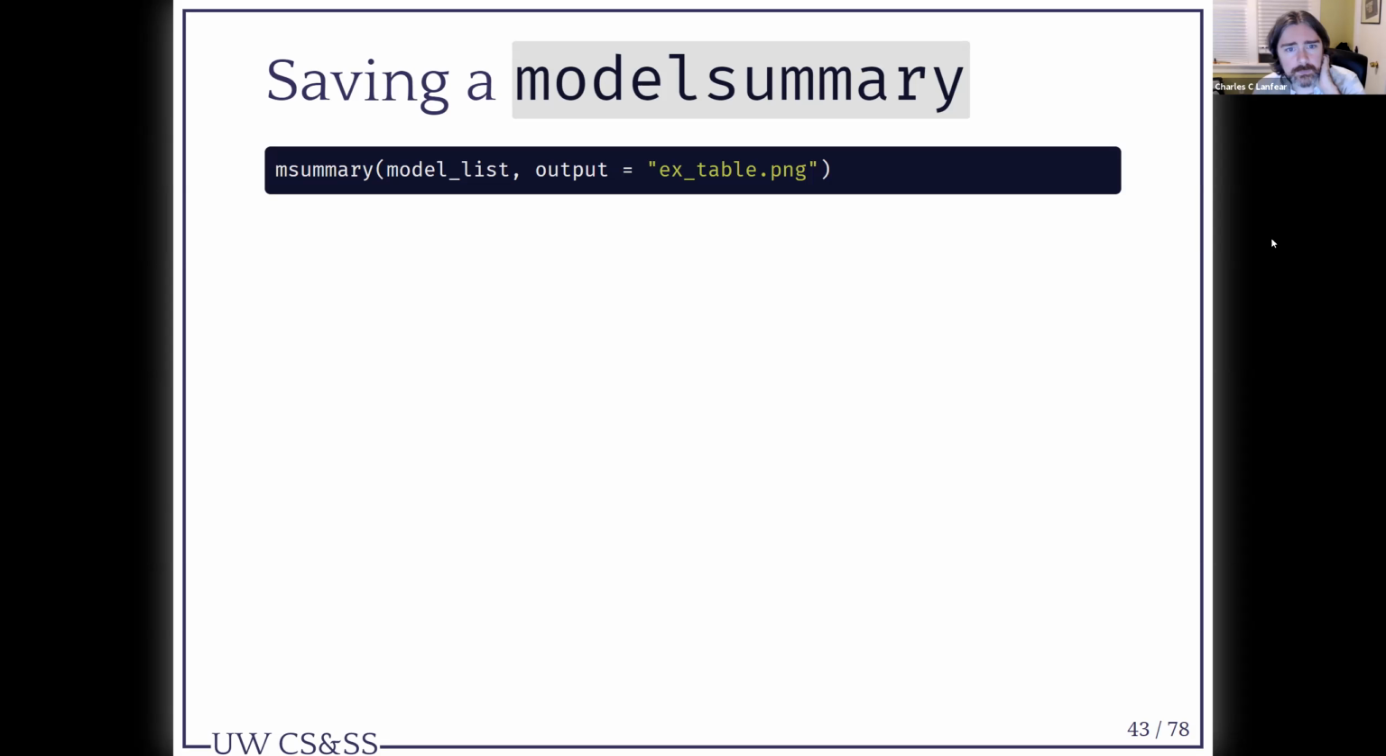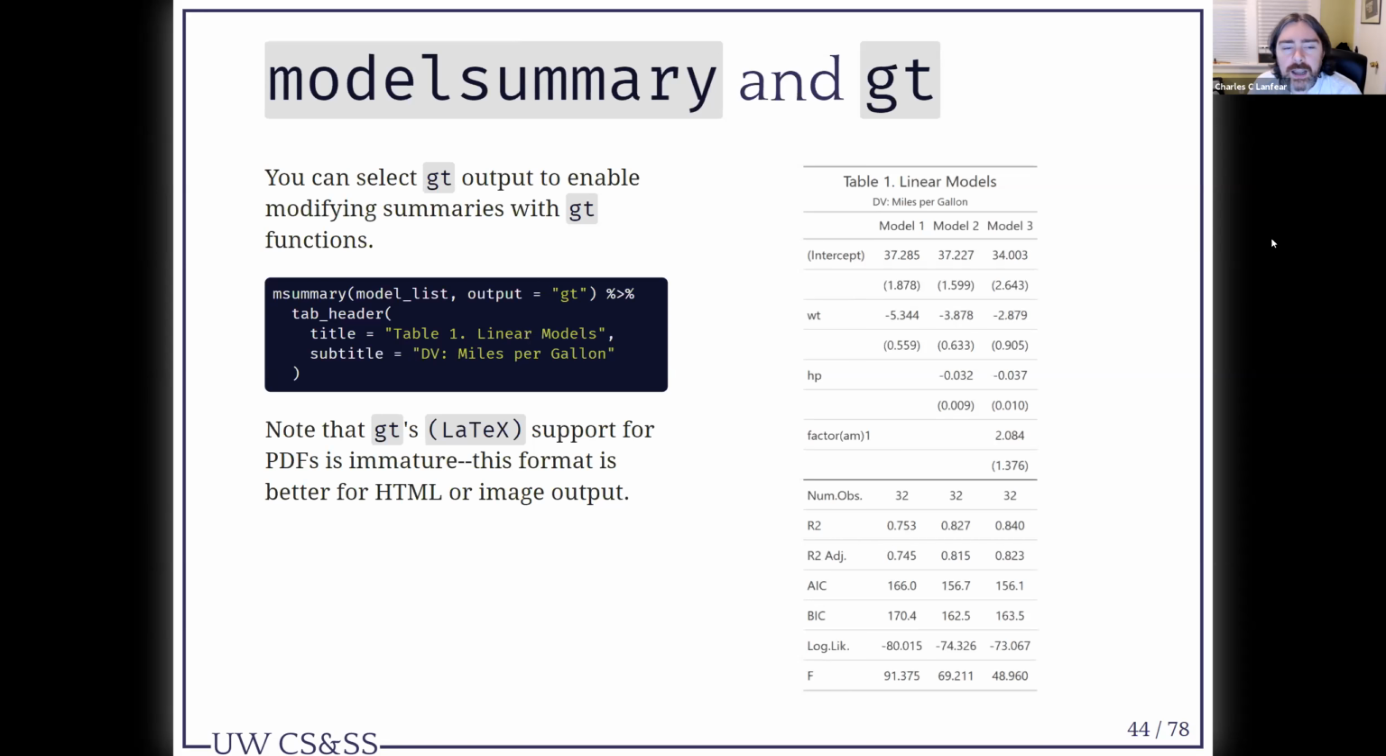Okay. So a neat thing with model summary is you can tell it to spit out a GT object and use all that stuff I showed on the GT slides to modify the table. So here I say, run a model summary of model list, set the output to the GT, and then pipe it into tab header, give it a title, give it a subtitle, and now that table from before has a nice title and subtitle. Okay.